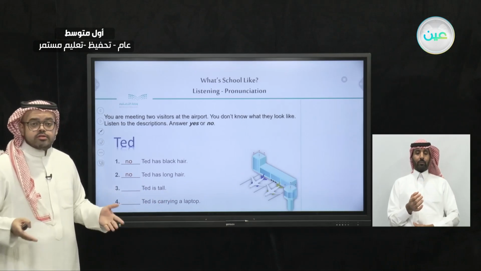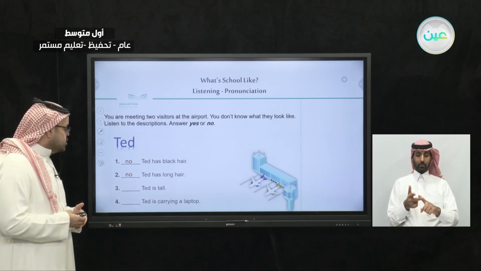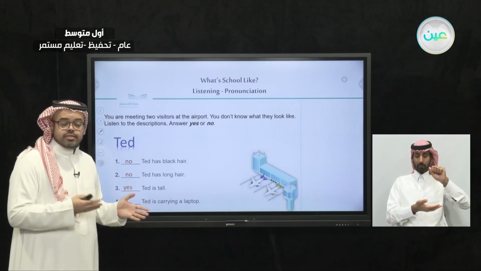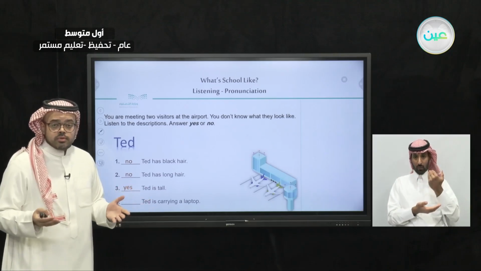Now, let's listen to number 3. Ted is tall. Did Ted say about himself that he is tall? Very good. He said this. He said that I think I am tall. And number 4, Ted is carrying a laptop. So, did Ted say that he is carrying a laptop?